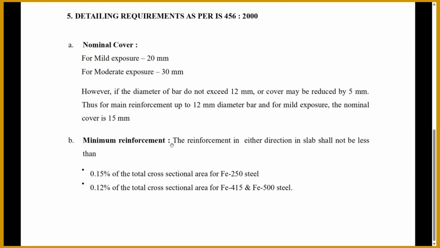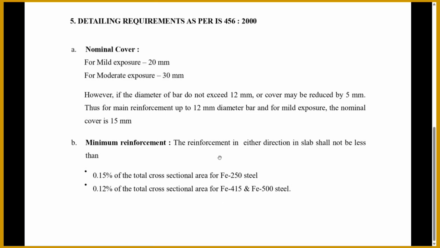This is the minimum reinforcement criteria for the slab. The reinforcement in either direction in the slab should not be less than 0.15% of the total cross section area if you use mild steel like Fe 250, and 0.12% of the total cross section area if you use HYSD steel, meaning Fe 415 and Fe 500.